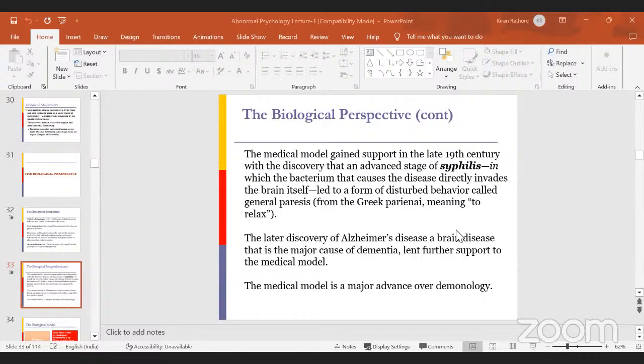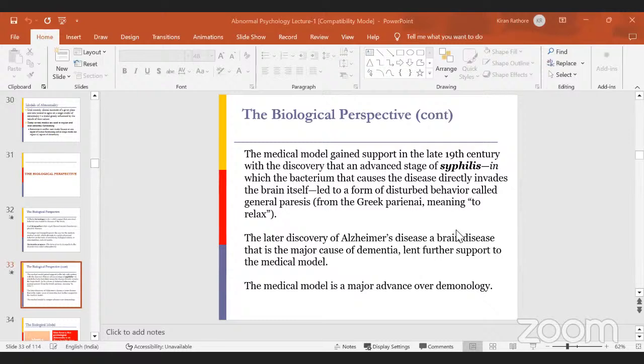Okay. So the medical model. What it says basically is that it gained a lot of support because of the discovery that syphilis is a sexually transmitted disease. Okay.